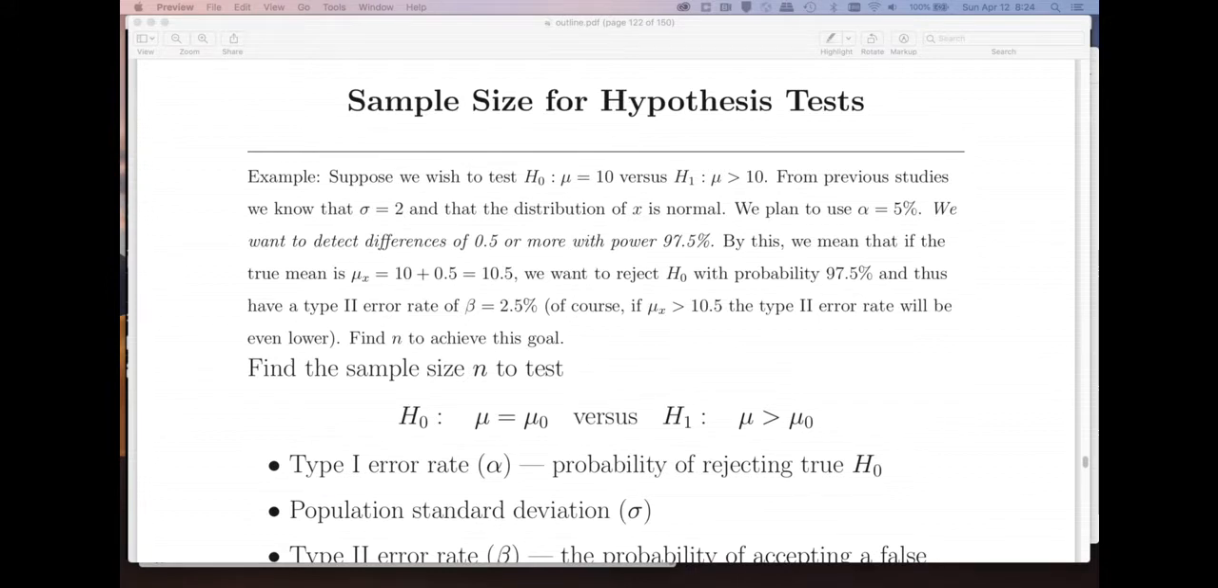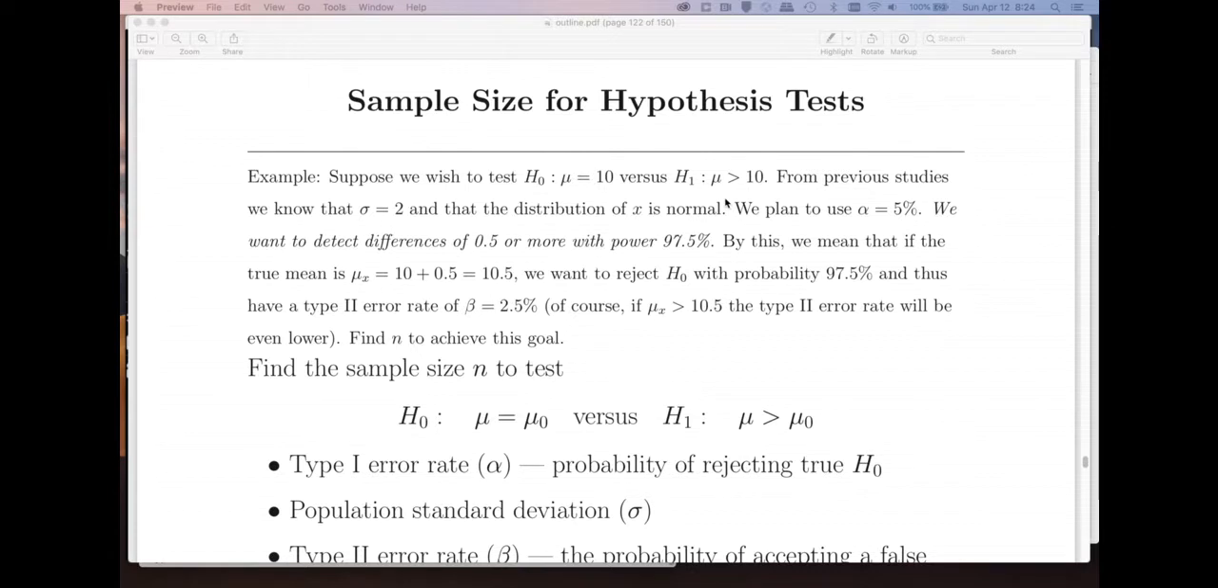Suppose that I want to test some null hypothesis, and just to keep things really simple, let's say we have a specific null hypothesis that mu is 10. Now, it's easier to understand these sample size issues if we assume a one-sided alternative. We'll get to the two-sided alternative later. So let's just say our alternative is that mu is bigger than 10.